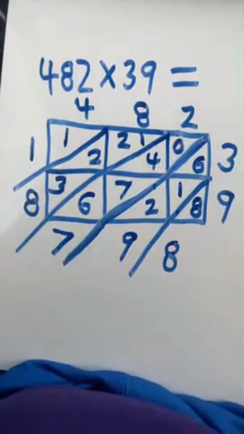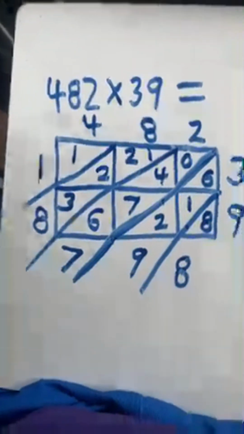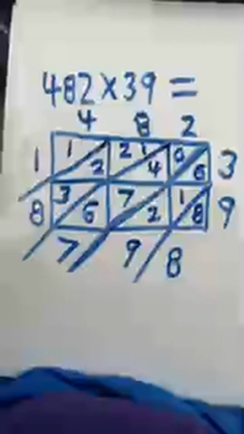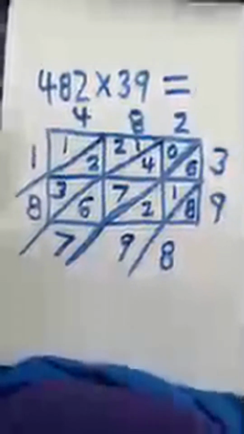So next we would have to read the number from left to right. Looking at the number, we have a 1, an 8 in the thousands place, a 7 in the hundreds place, a 9 in the tens place, and an 8 in the ones place. So our final answer is 18,798. So 482 times 39 is 18,798.